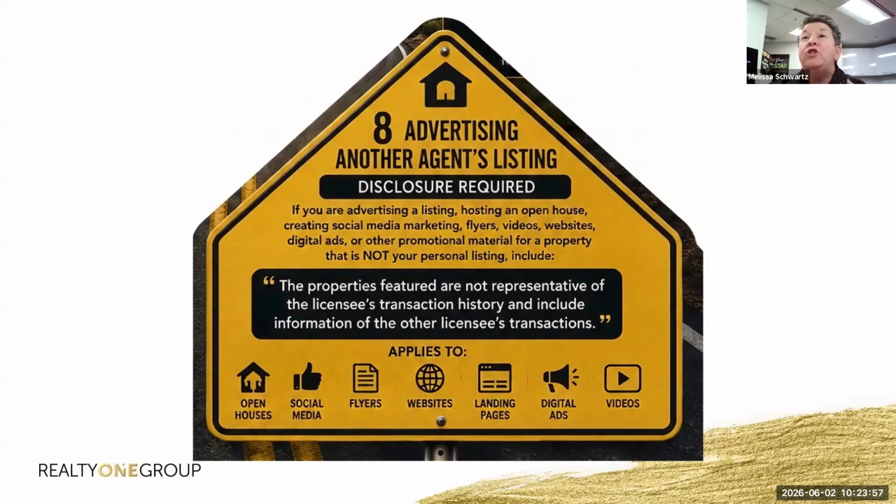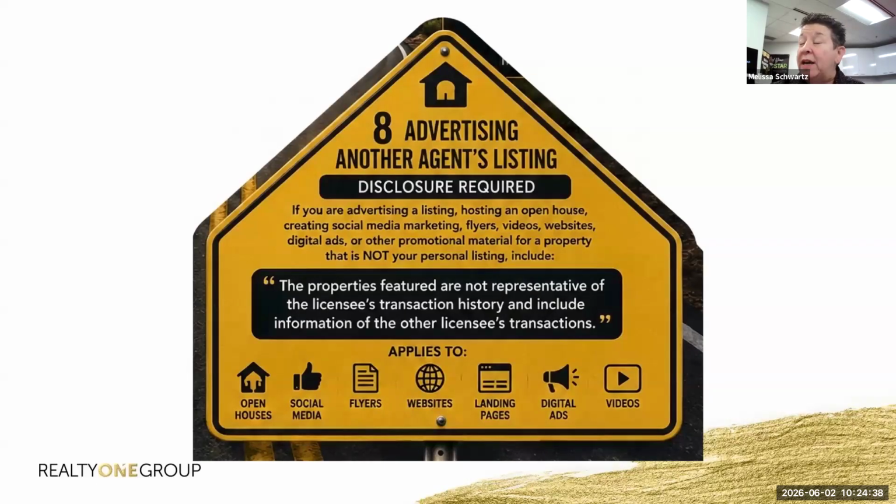But look, I was doing some research, right? Yes, the consumer should be doing some research, but we've got to make sure it's clear that those are not your listings. So even if it's another Realty One Group agent, you've got to say that it's a Mark Walters listing, Realty One Group. It's a Joan Levinson, Realty One Group. You have to list all of those, and you have to put this sentence in there. That sentence must be visible, and it can't be in a size 6 font. No, it's got to be legible, right? The property's features are not representative of the licensee's transaction history and include information of the other licensee's transactions.